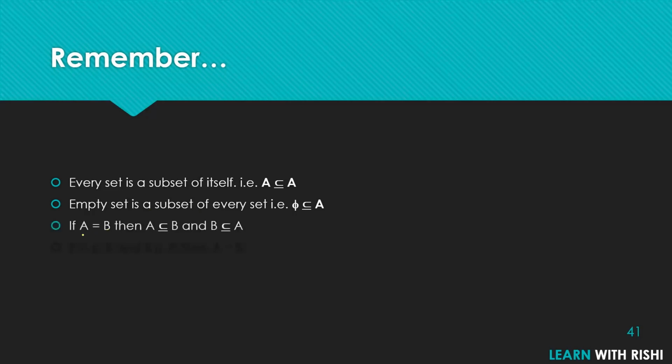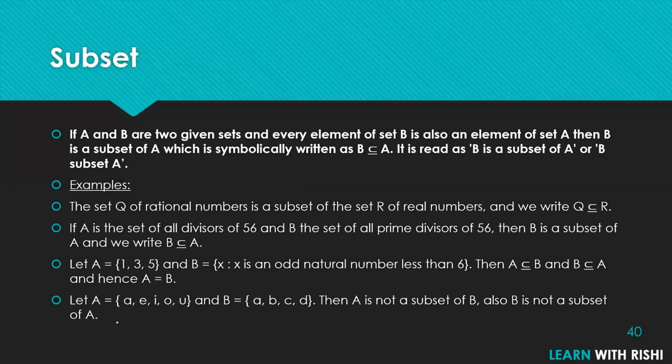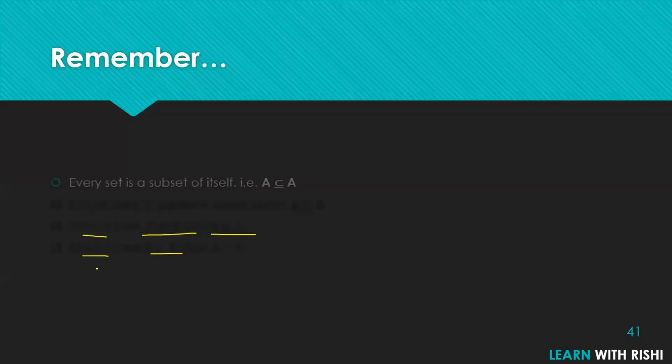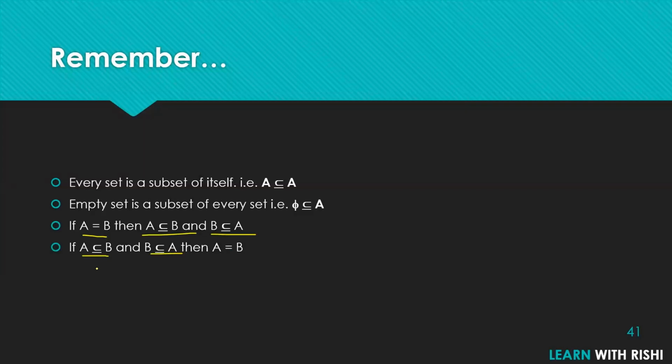Next, if A is equal to B, then A is a subset of B, also B is a subset of A. And we can do the reverse also. If A is a subset of B and B is a subset of A, then both are equal. As we have seen in the previous example here, the third example, right? Okay, I hope you understood the properties of subset and also the concept of subset.